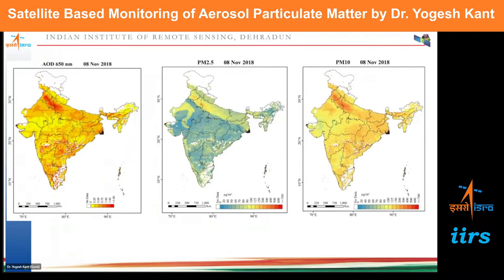This is just an example of it. On the left-hand side, there is the aerosol optical depth from satellite data, this is from INSAT-3D data. We can see that during the post-monsoon season over Punjab and Haryana, there is high aerosol optical depth. This is also visible in PM2.5, because more fine particles are emitted over the Indo-Gangetic Plain, over the NCR region. The dust and smoke are also very high there.